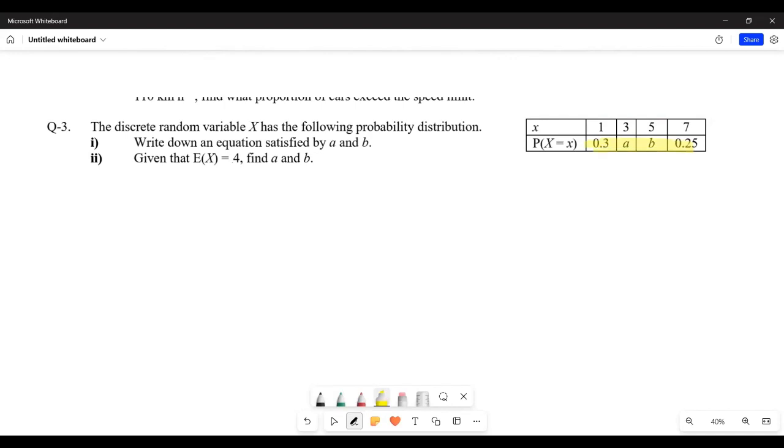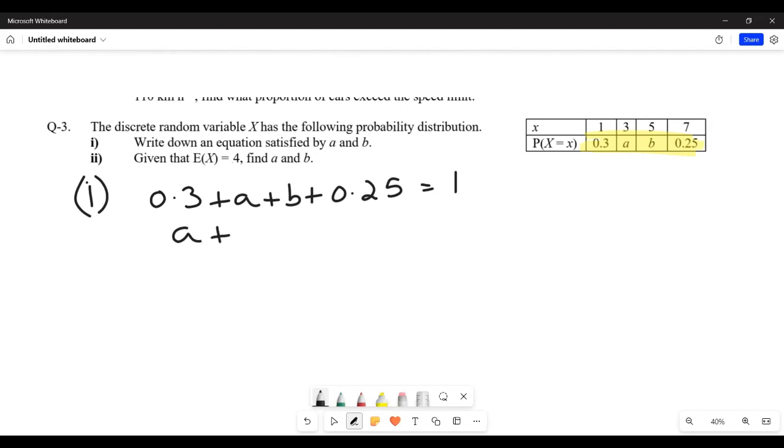So we know that in a probability distribution table, the sum of all the probabilities is going to be 1. So for part 1, that formula would be 0.3 plus A plus B plus 0.25 equals 1. It's going to be A plus B equals 0.45.